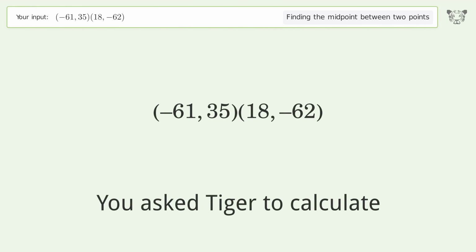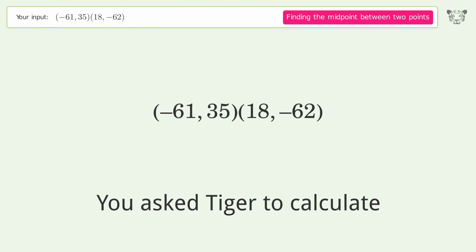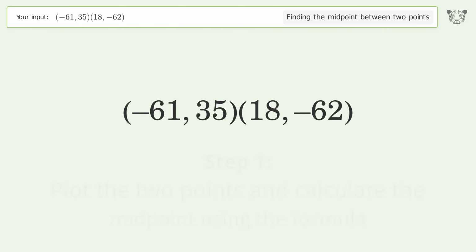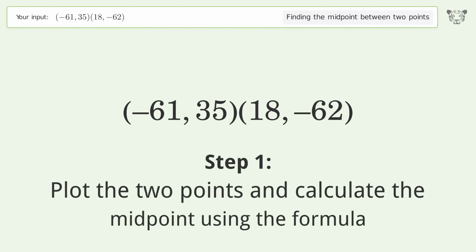You ask Tiger to calculate. This deals with finding the midpoint between 2 points. The midpoint between the 2 points is negative 21.5, negative 13.5. Let's solve it step by step. Plot the 2 points and calculate the midpoint using the formula.